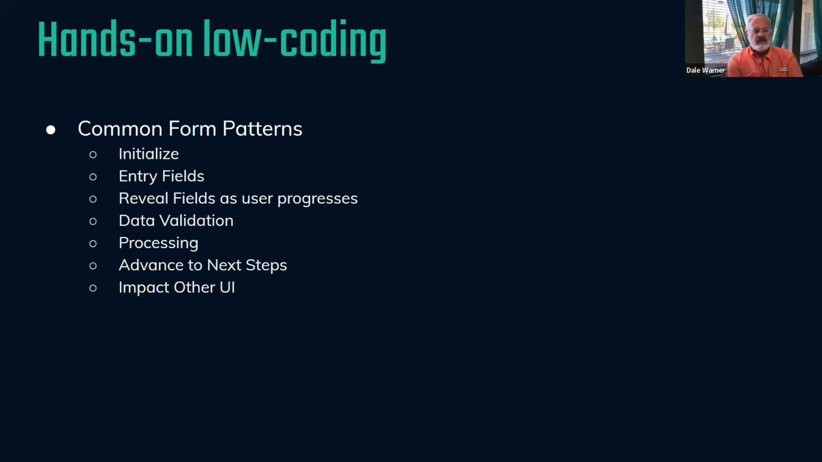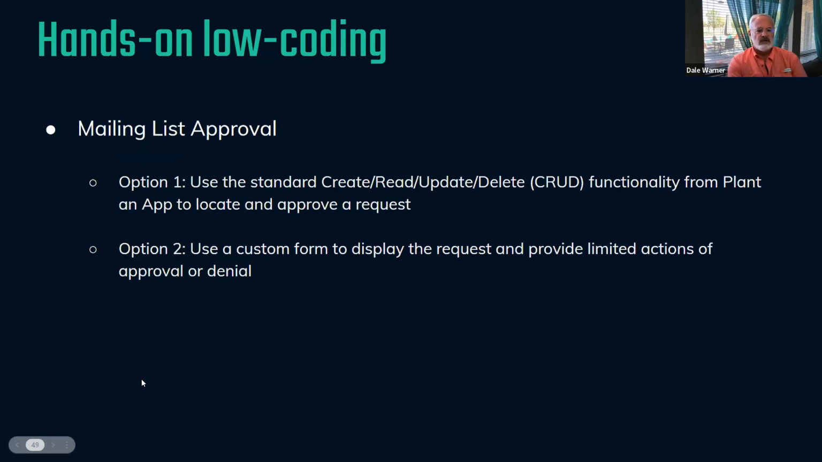Another normal form pattern is advancing to the next step. So somebody completes a form, and now what? Where do you want to dump them? What's the next thing that they should be looking at? Maybe they stay at the same form and just use the same thing over and over again in the course of their job, but maybe the form does one piece of a multi-step process, so you would advance them to the next one. And then, as we talked about, a form might impact other user interface things, like a form changing the way that a listing displays. So those are common patterns, and you can recognize them and use forms to do any and all of those.